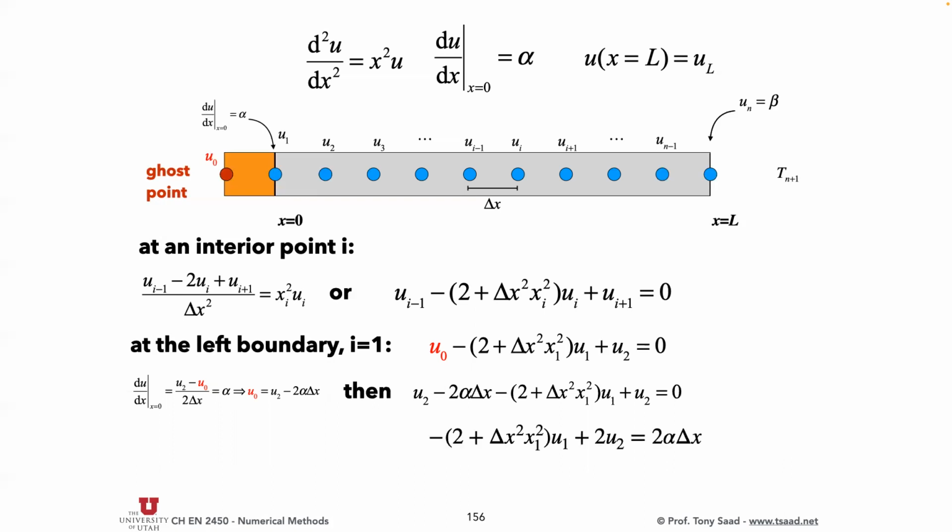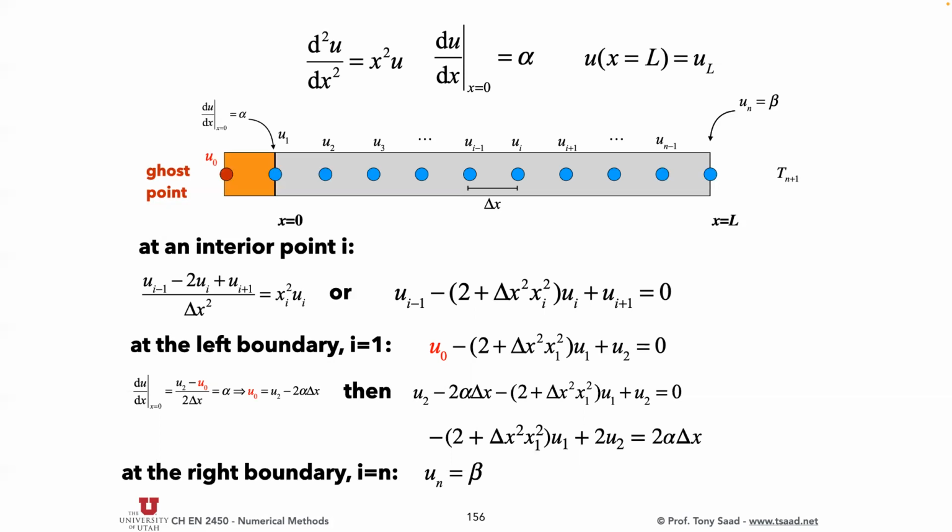So the way you can think of it is that you now have a linear equation, one equation at every point. You move everything you know to the right-hand side, which is 2 alpha delta x over here. Now you have that equation at point 1. At the right boundary, it's a Dirichlet condition. You know un. There's nothing you need to do. Un is beta. You don't apply the discrete equation at that point. Although it's valid, you don't need it.